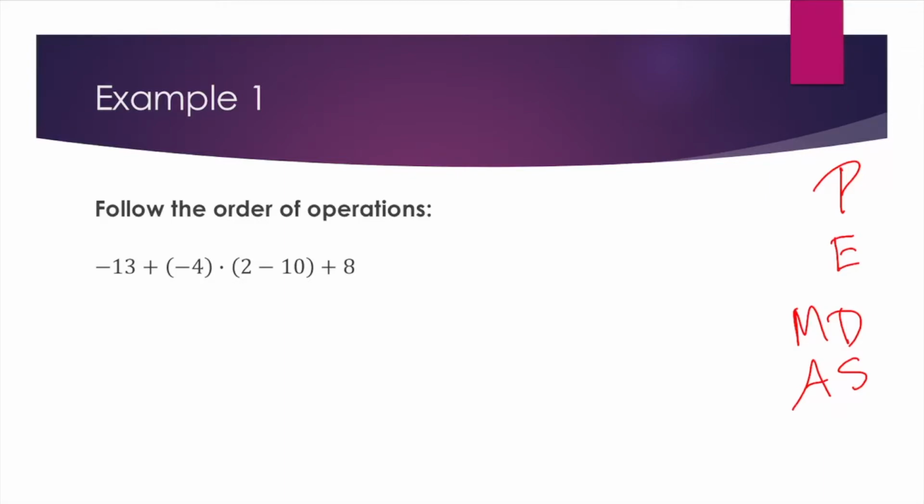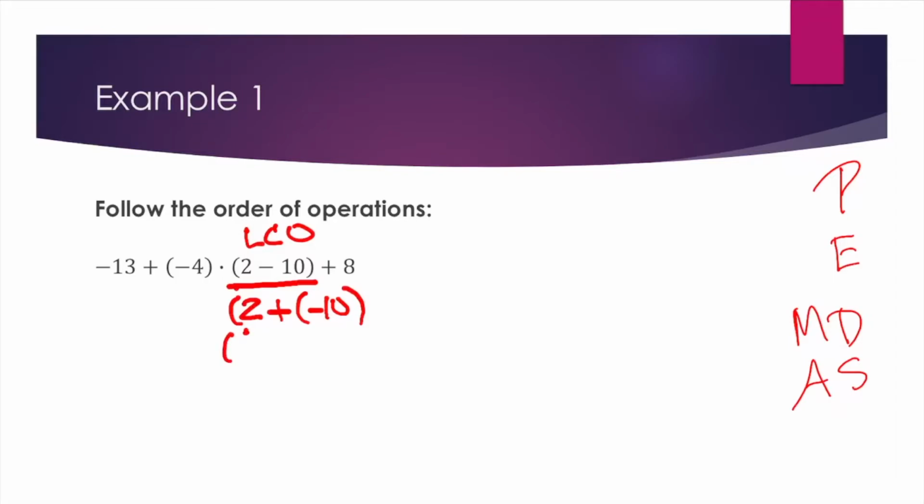So the first thing I look for: do I have any expressions inside parentheses? And I do. I have 2 minus 10. So I am going to write down 2 minus 10, and I see a minus sign, so that means that I have to LCO. So inside the parentheses, I have 2 plus negative 10.